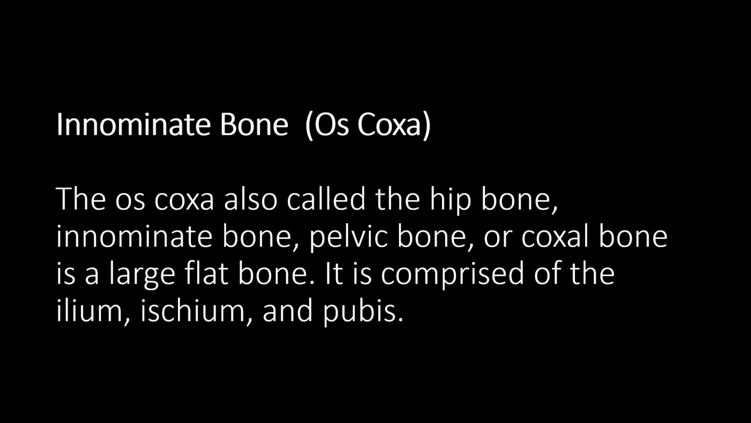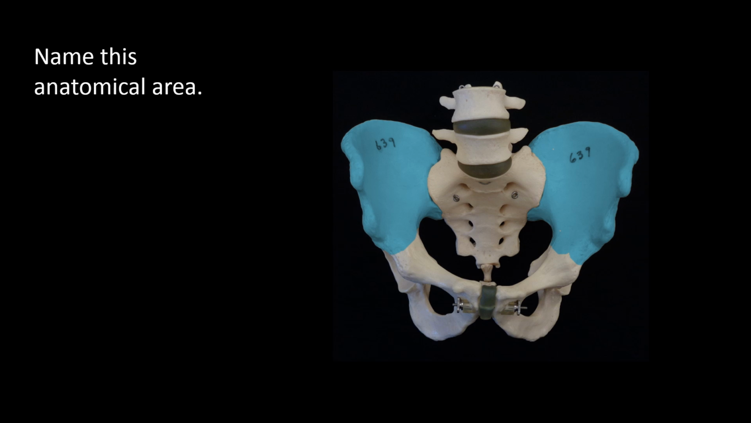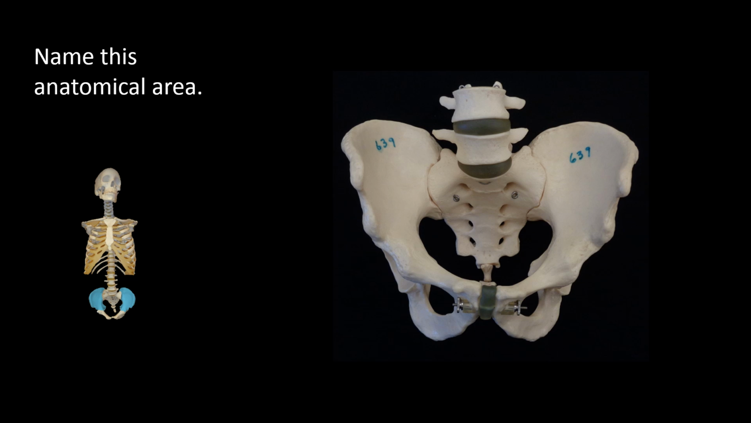The innominate bone or os coxae. The os coxae, also called the hip bone, the innominate bone, pelvic bone, or coxal bone, is a large flat bone. It is comprised of the ilium, ischium, and pubis. Name this anatomical area.